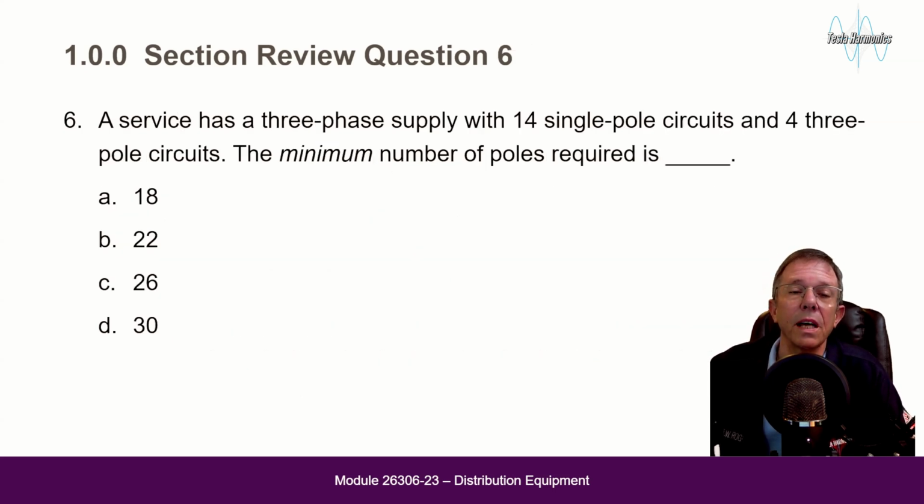A service panel has a 3-phase supply with 14 single-pole circuits and 4 3-pole circuits. The minimum number of poles required is 18, 22, 26, or 30. And they have D, 30.